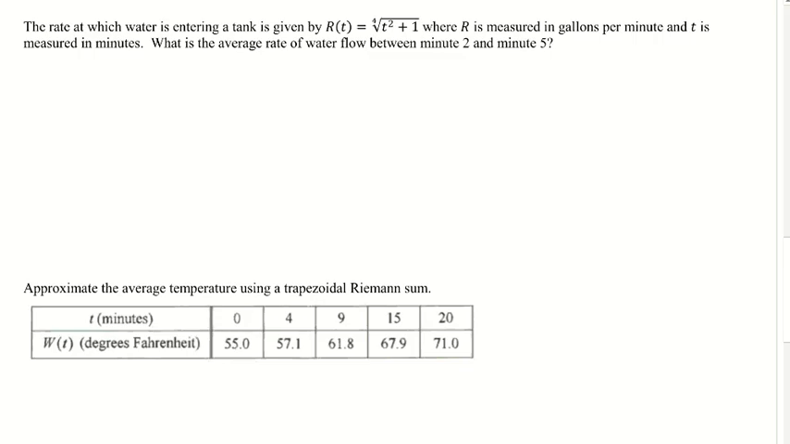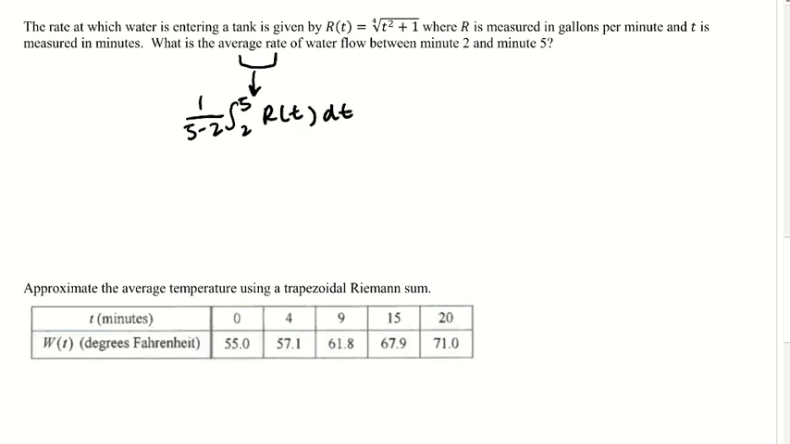All right, next we've got the rate at which water is entering a tank is given by r of t, which is the 4th root of t squared plus 1. R is measured in gallons per minute, and t is measured in minutes. What's the average rate of water flow? Okay, so I'm looking for the average value of r of t, which is going to be, okay, between minute 2 and minute 5, r of t dt.